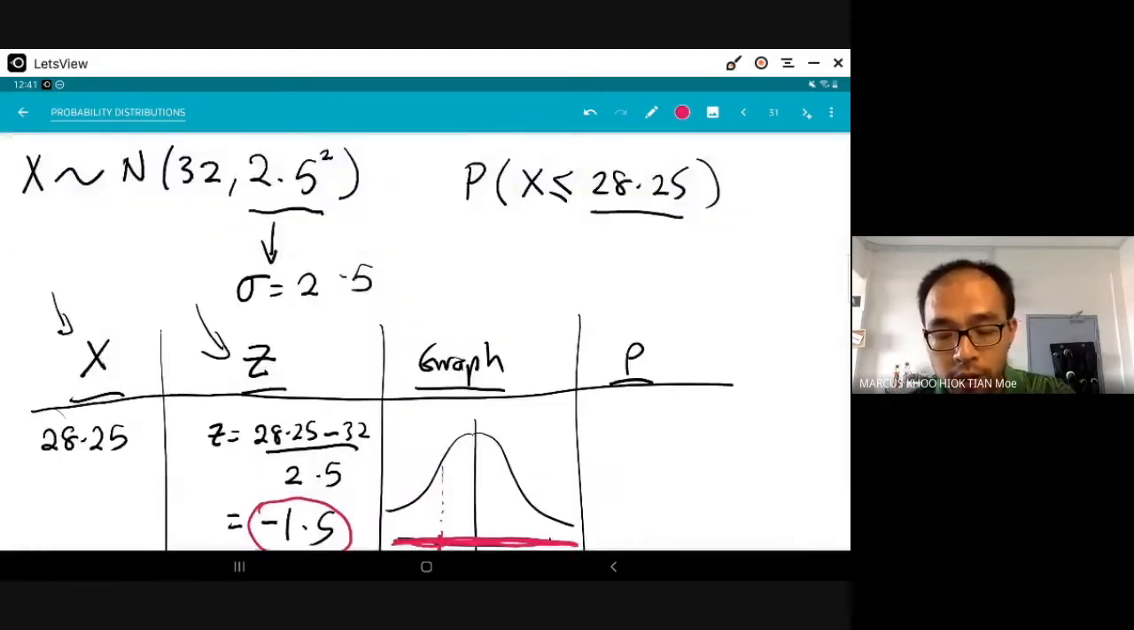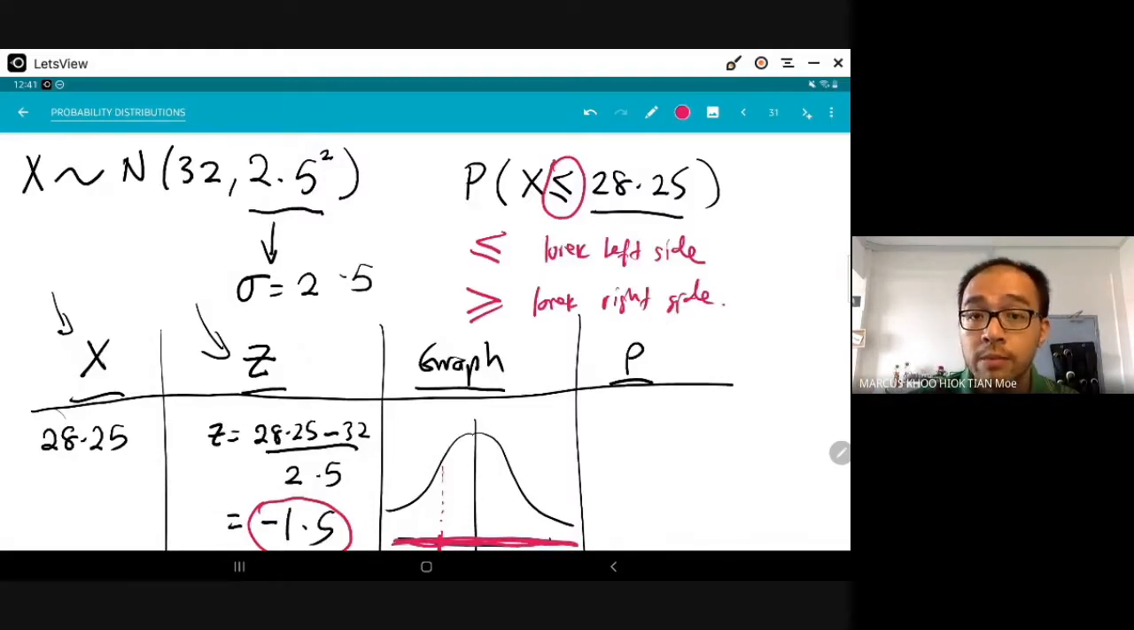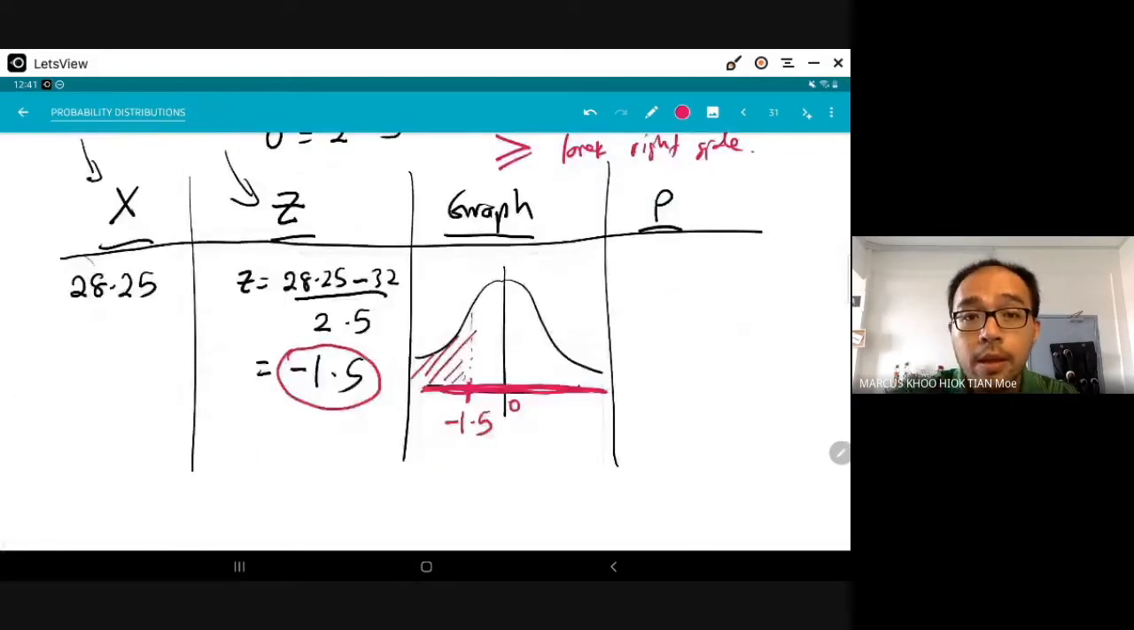Then we come back to the question. The question says less. If it says less, it means you shade the left side. If it says more, then you shade the right side. And this makes sense, right? If it's less, it's the left side; if it's more, it's the right side. So this will give you this reading, this side. So how do we use the standard normal distribution table to read this?